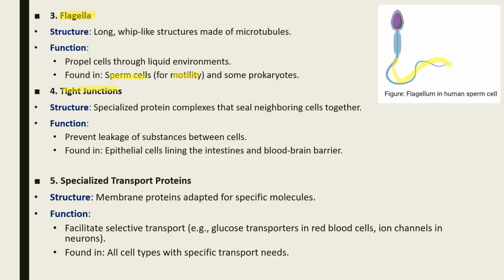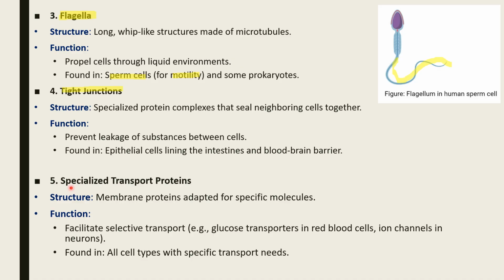Tight junctions. There are tight junctions between cells, specialized protein complexes that seal neighboring cells together. Their function is to prevent leakage of substances between cells. Because of these tight junctions, there is very little chance of leakage. They are found in epithelial cells lining the intestines and in the blood-brain barrier.